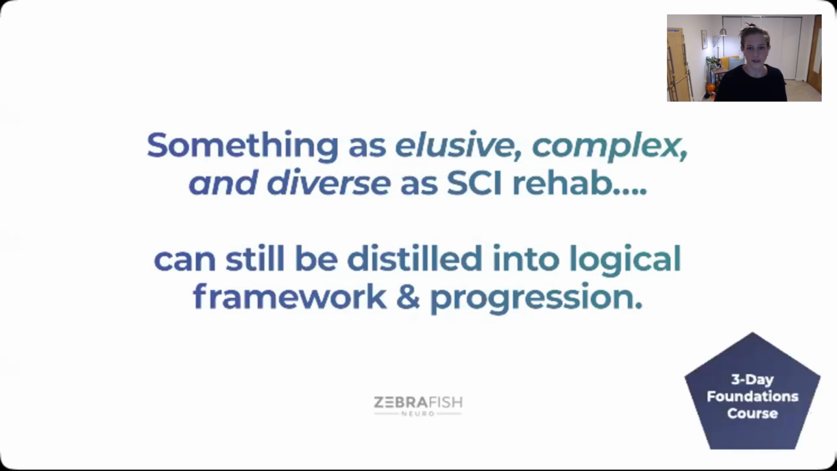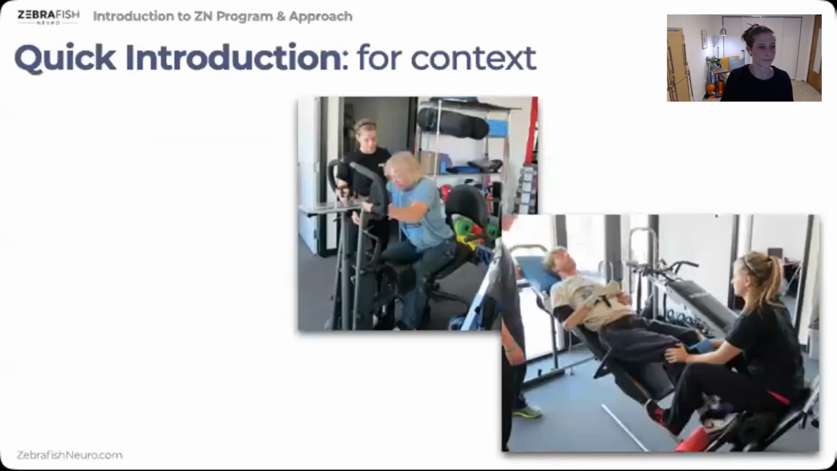I will say, though, that this whole framework idea is the objective of the 3-day foundations course. So in the 3-day foundations course, I give you this framework and all of those responsible deviations. And I'll share some of this framework today, but you may be left with more questions than answers. The course gives you that exact application of that framework. Like, what does it actually look like in a session and over the course of time in a program?